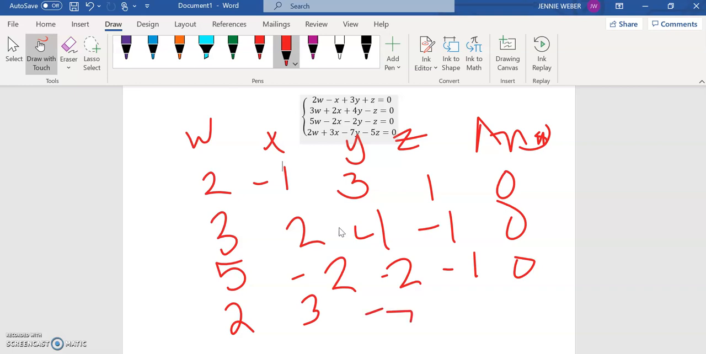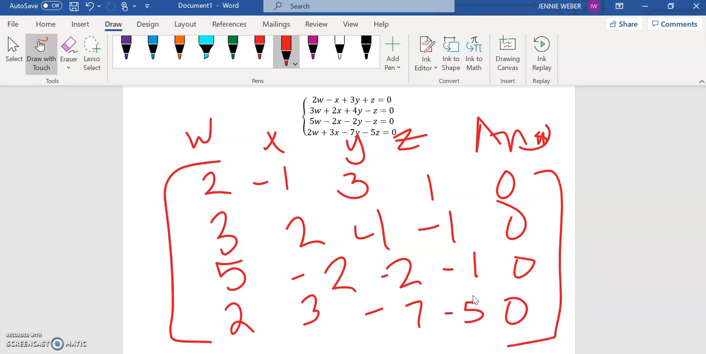Okay, what you can't see right now is I have a cat who has decided that he is helping. Well, he thinks he's helping. I don't think he's helping. Okay, negative 7, negative 5, 0. Okay, so this is our matrix.